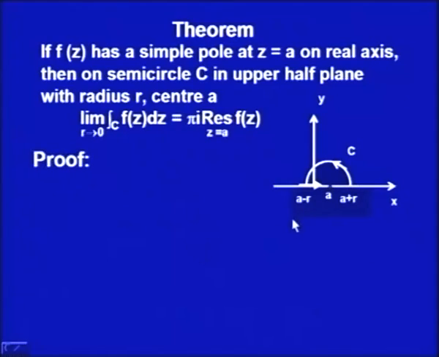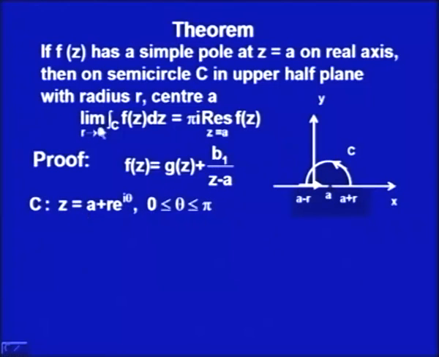We are given that f(z) has only a simple pole at z = a. That says f(z) can be written in the Laurent series around z = a. We could write f(z) as g(z) plus b1 upon (z minus a), because we have only a simple pole at z = a. So it should be of this form, where g(z) is an analytic function, analytic completely at a also. Now, b1 is the residue of f(z) at z = a.